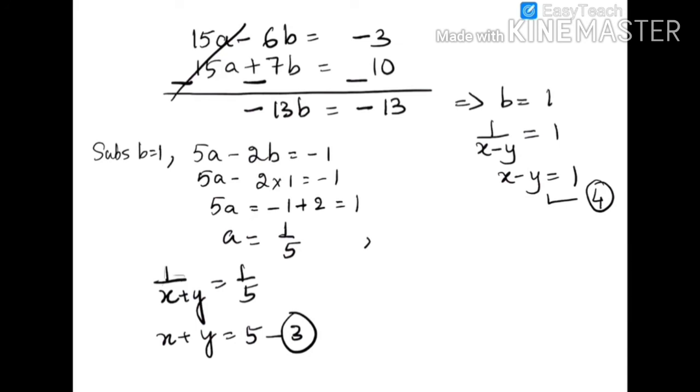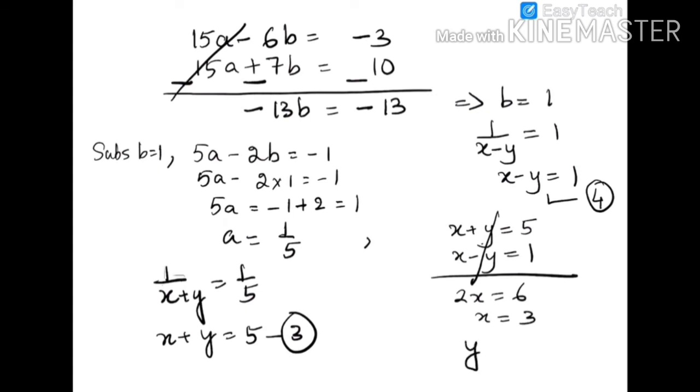Now we have to solve the third equation and fourth equation again using elimination method. So x plus y equal to 5, x minus y equal to 1. It's easy to see that the coefficients of y are numerically equal and have opposite signs. So we can directly add the equations and eliminate y. So we get 2x equal to 6. So x is equal to 3 and therefore y will be equal to 2 by substituting in any of the equations, third or fourth. So these are the answers.